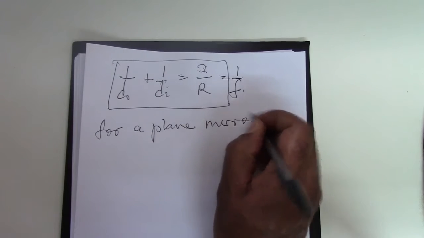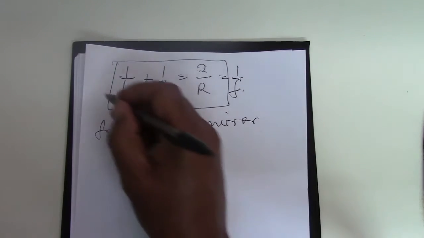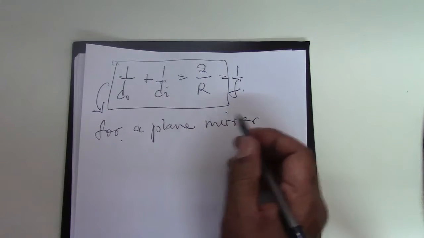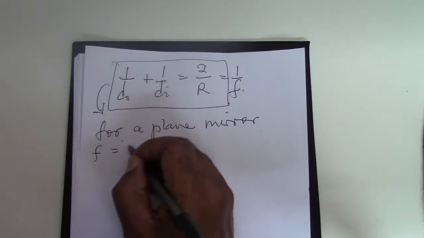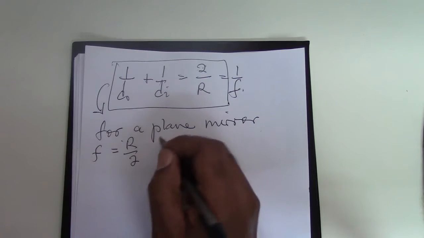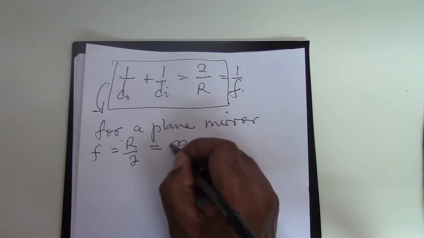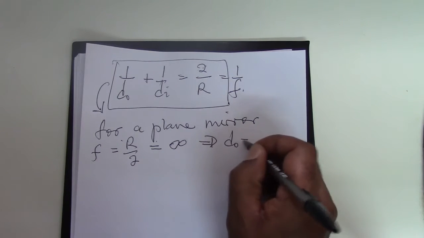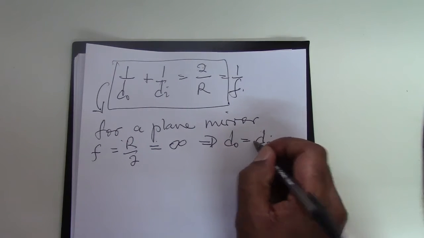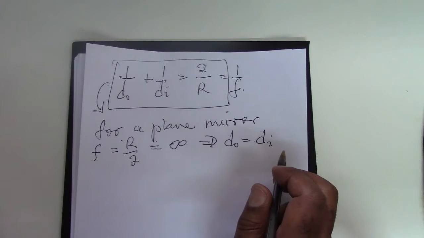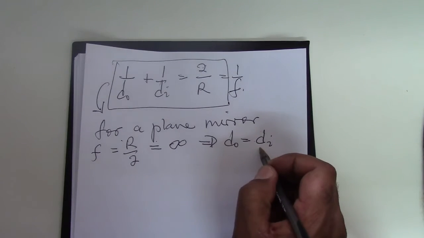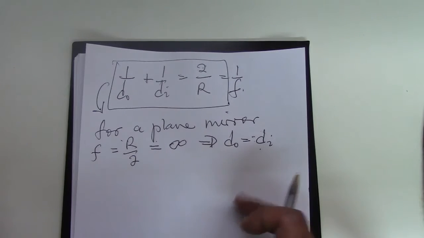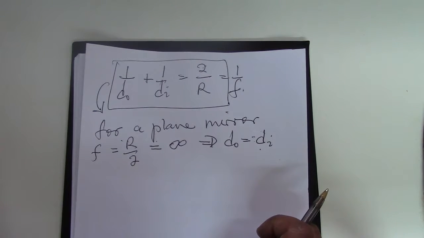Now for a plane mirror, if we apply this equation to a plane mirror, then you would find that f, which is r over 2, will be infinity, which implies that d naught would be equal to di. Right, it will be equal to di. Now normally we put a negative there because when we look at the sign convention, we'll see how the negative comes in.